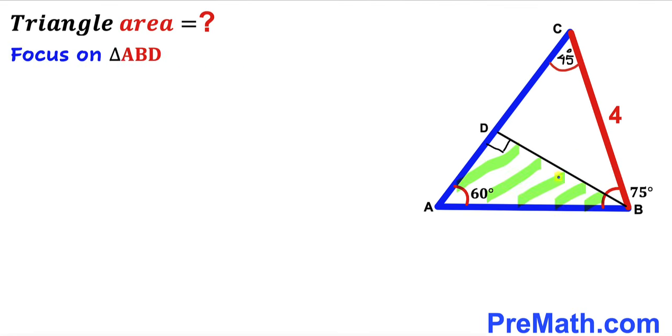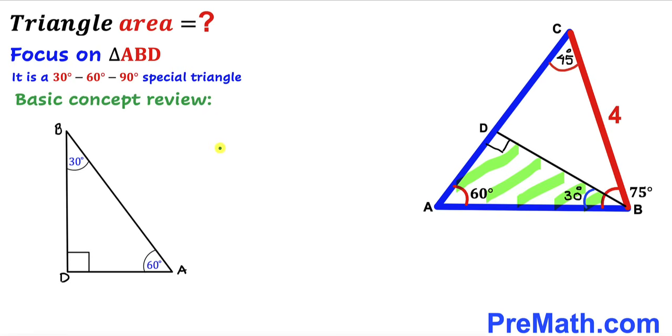Now we are going to focus on this right triangle ABD. We know this angle is 60 degrees and this angle is 90 degrees. So this remaining angle has got to be 30 degrees. So we can see that this triangle ABD is our special 30, 60, 90 triangle.